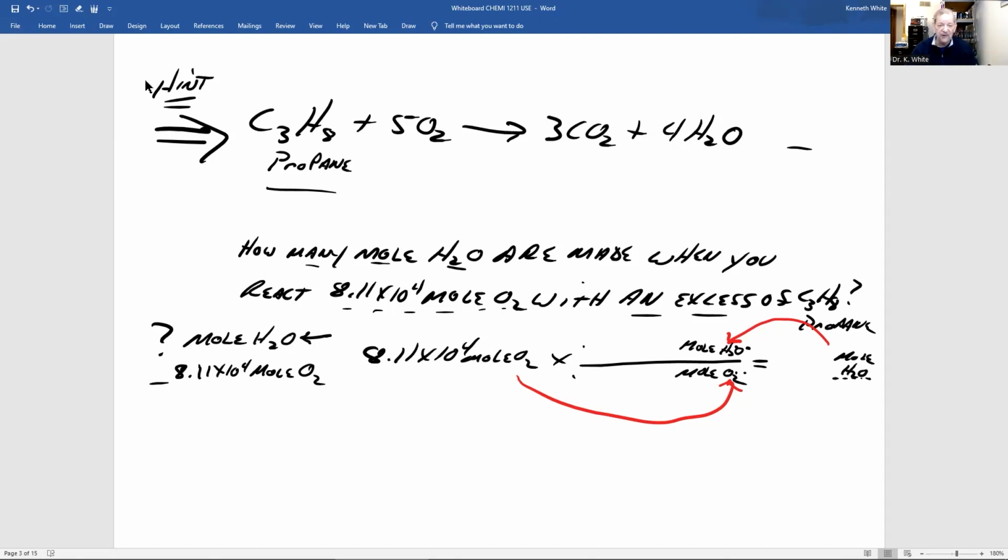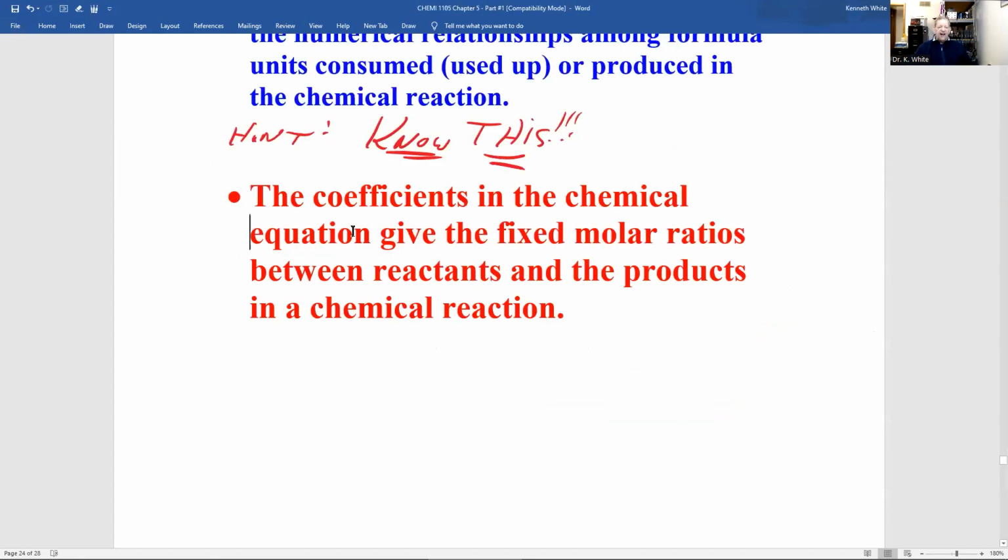All right, my turn. Where do you get these numbers? You remember. The coefficients in a chemical equation give the fixed molar ratios between reactants and products in a chemical reaction. And as it says up here, hint, know this, really, know this.